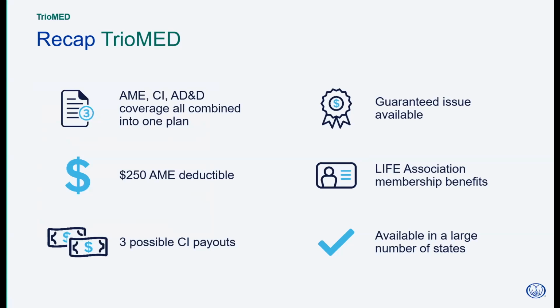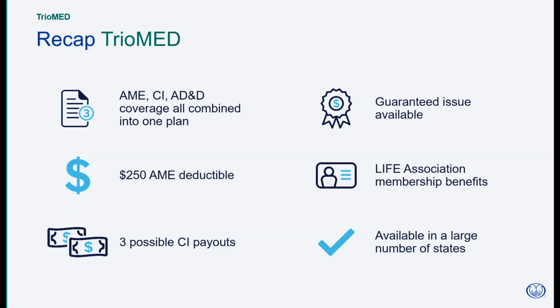So as a reminder about the TrioMed, great products. Both of these are awesome products. If you are not selling one of these products with every one of your short-term medical plans as well as your ACA plans, as long as your customer can afford it and it's right for them, you're doing an injustice, guys. This TrioMed plan has an AME, which is an accident medical expense, critical illness, accident, death, and dismemberment coverage, all combined in one plan.